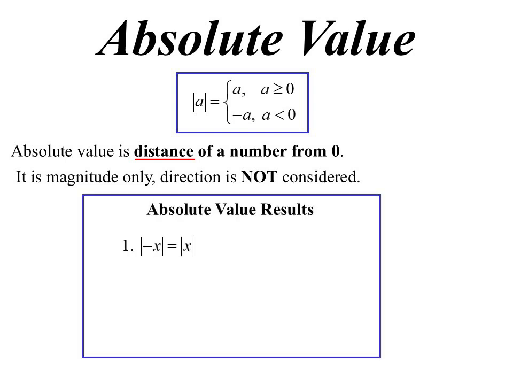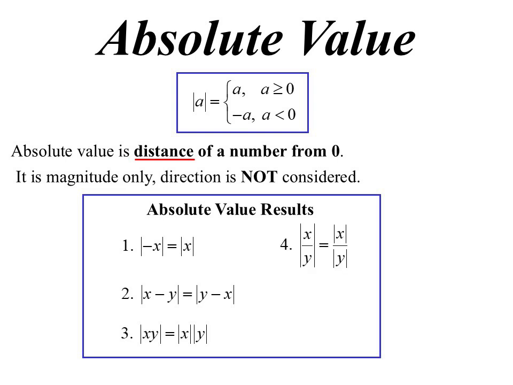There are some basic results. Some of them are a bit obvious, but the absolute value of negative x will be the same as the absolute value of x. Again, highlighting, we don't care about the sign, it's just the magnitude of the number, the size of the number. Magnitude of x minus y would be the same as y minus x. If you multiply, you could do it either way. You could find xy first, then find the magnitude of it, or just find the magnitude of x and magnitude of y and multiply them together. The same thing happens with division.